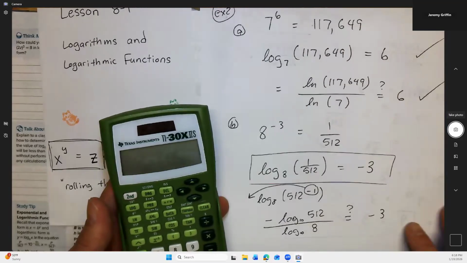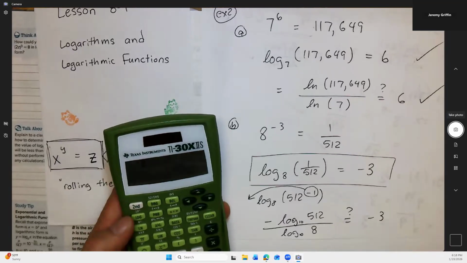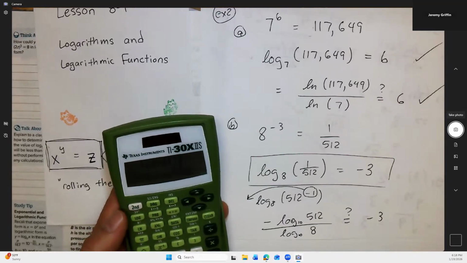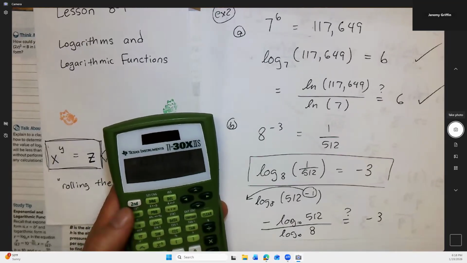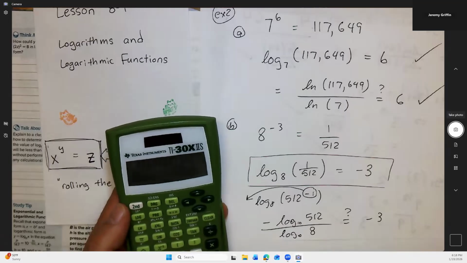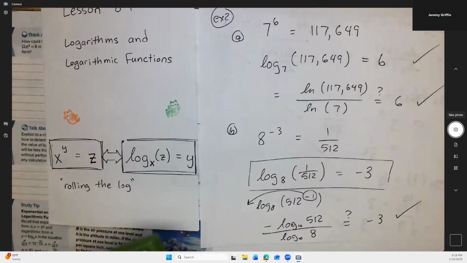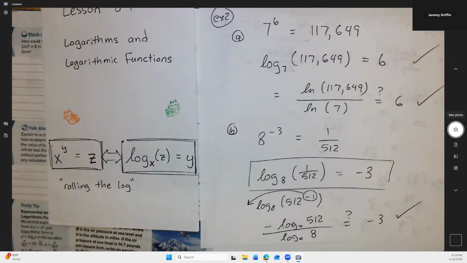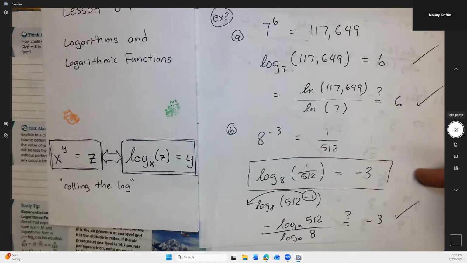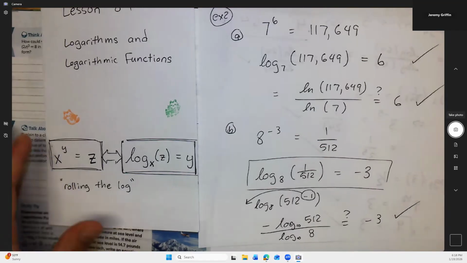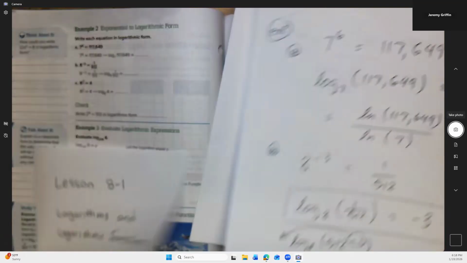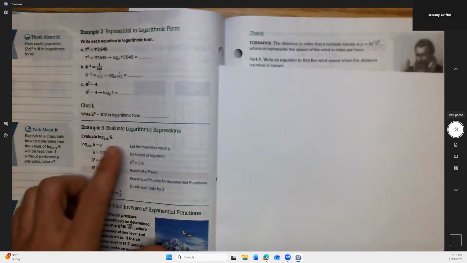Let's see if it is. Negative log of 512 divided by log of 8 is, yep, it totally is -3. Check it. Oh yeah, we are winning. I think the book just really wants you to be able to do this right now. I just showed you a little extra stuff to confirm that this is all true. Okay, let's do example 3.